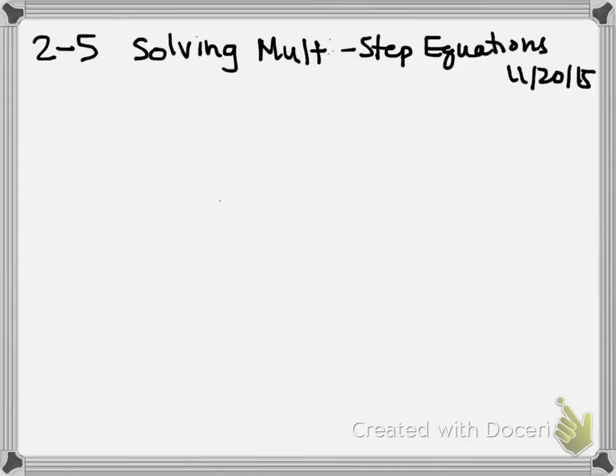Let's get through it. So we've talked about solving one-step equations where we only did one operation to get the answer. And then we talked about two-step equations where we had to do two different operations to solve for the variable. Then we talked about having variables on both sides, and then that complicated things.